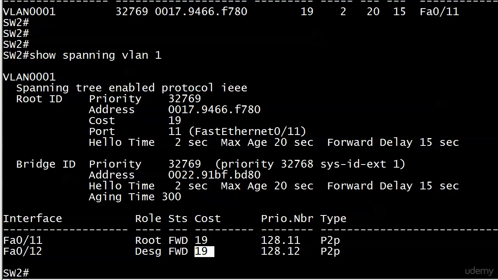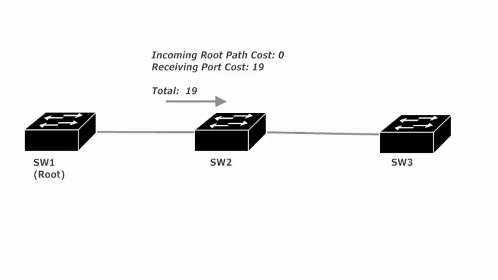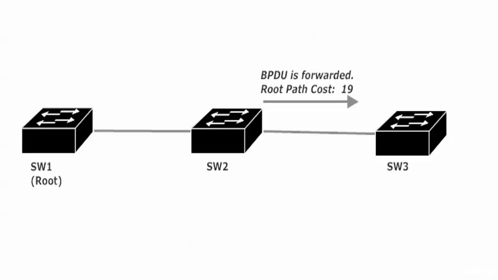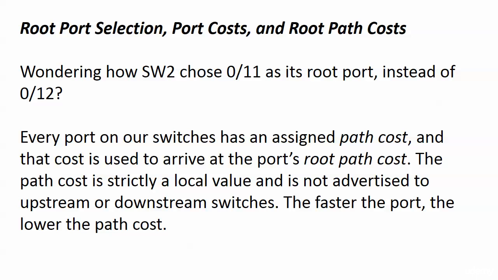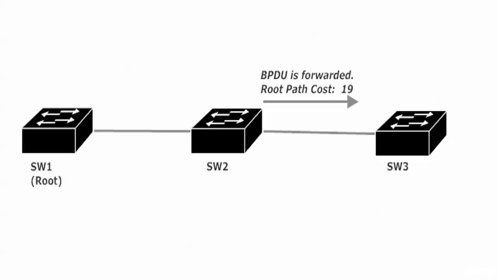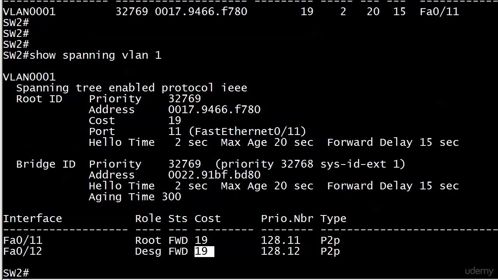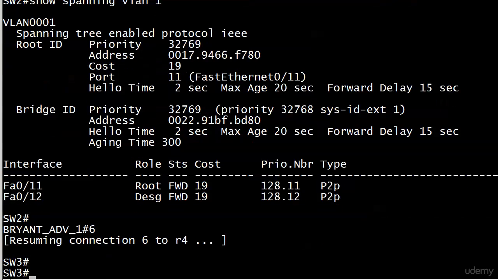And that also has a cost of 19, but does that matter? Does that matter in our calculations? No, it does not. Because again, that RPC only increments as the BPDU is received. So speaking of receiving, switch 3 is going to receive the BPDU that switch 2 then forwards, and it's going to have an RPC now of 19. And switch 3 receives it, and we should see an RPC of 38, right? Absolutely. So let's go down to switch 3 and see what we can see.